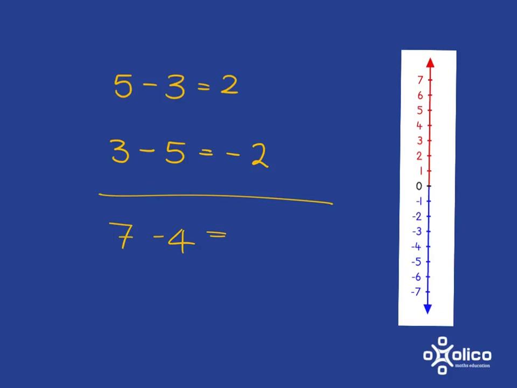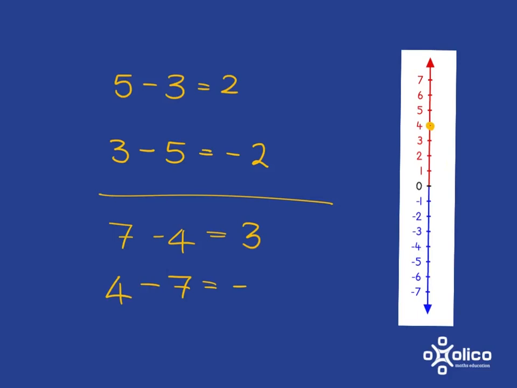And hopefully you remember your grade 1 work. 7 subtract 4 is going to give you 3 as the answer. Now what will happen if we do 4 subtract 7? Firstly, are we going to end up with a positive or negative answer? Hopefully you can immediately see we're going to end up with a negative answer. And what do we do? We start at 4. We know that we are going to be going down, and we're going to go down 7 steps.